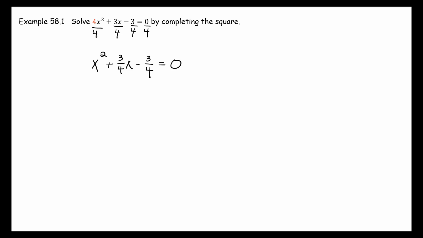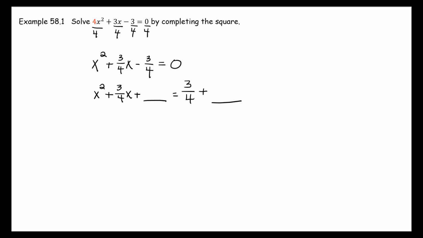All right, so now we're just going to complete the square as we have learned before. It's the same process. So we're going to move the constant back to the right side of the equation, and we're going to leave a blank right here. So we're going to add 3/4 to both sides to get that out of the way. And we're going to put plus blank on both sides.